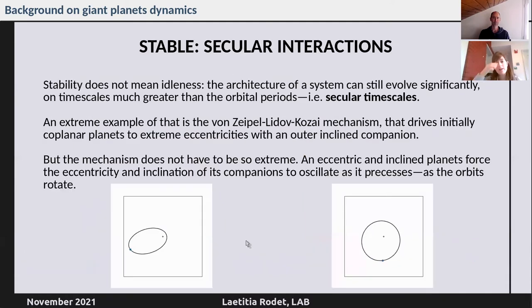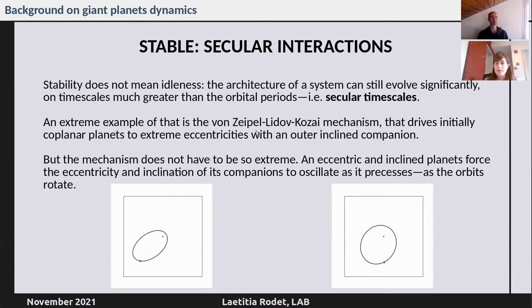On the other hand, if a system is stable, it does not mean that it stays idle. The architecture can still evolve significantly while the system remains stable. This evolution is periodic and happens on a timescale much greater than the orbital period. We call that secular timescales.